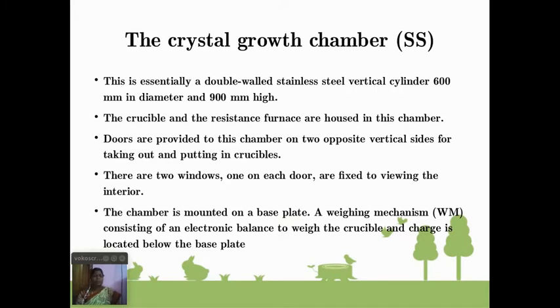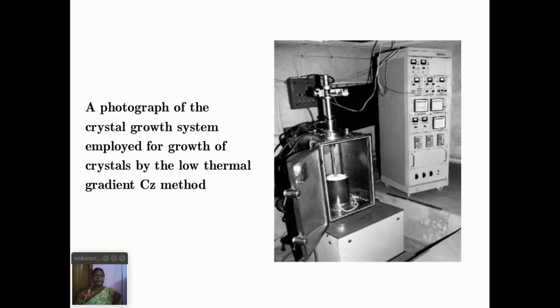There are two doors provided to this chamber on two opposite vertical sides for taking out and putting in the crucible. Also, there are two windows, one on each door, fixed for viewing the interior of the chamber. The chamber is mounted on a base plate, and a weighing mechanism consisting of an electronic balance to weigh the crucible and the charge is located below the base plate. This figure shows the photograph of the crystal growth system employed for growth of crystals by the low thermal gradient Czochralski method.